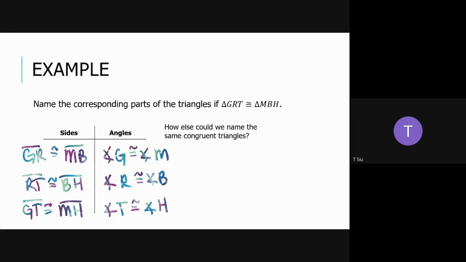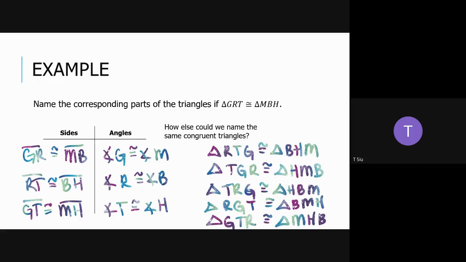You could have also drawn the triangles to help you identify the corresponding parts. I personally find that when I'm given the name of the triangle, it's actually easier for me, but you are welcome to do whatever you need to do. So how else could we name this same congruent triangle? There are 5 additional names for these two congruent triangles. Pause the video now to try and name those 5 different triangles. These are the 5 additional names for the congruent triangles, and you can see that I just changed the order. I either went forwards or backwards.